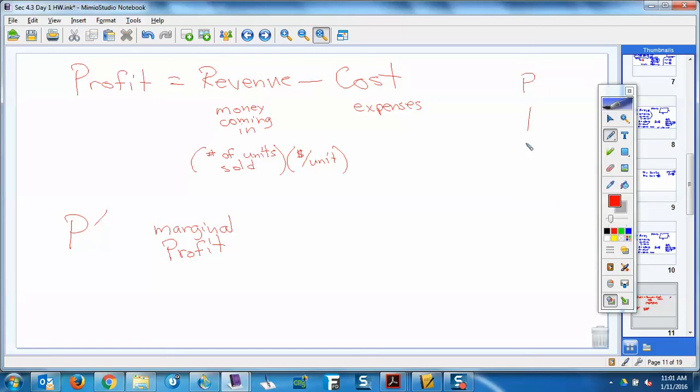Depends on what the... What if that was the P graph right there? What would P prime be right there? Zero. Would that be a good spot right there on the profit graph? This wouldn't be a good spot on the profit graph. That would be the spot. That's what you want. The highest profit, right?